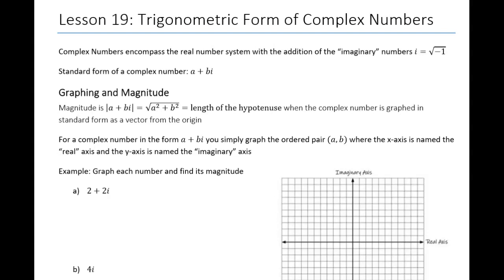Hello, Trigonometry. These are the video notes for trigonometric form of complex numbers.